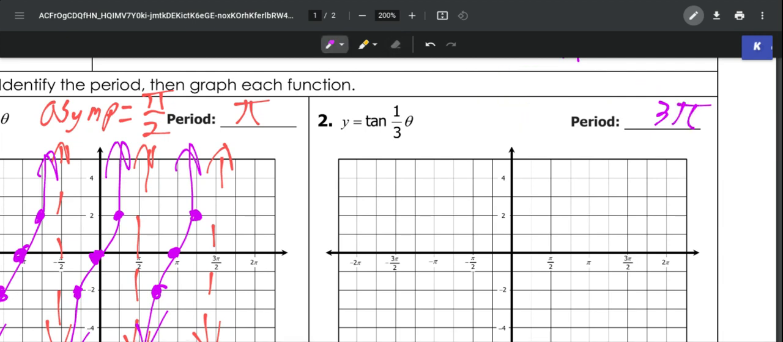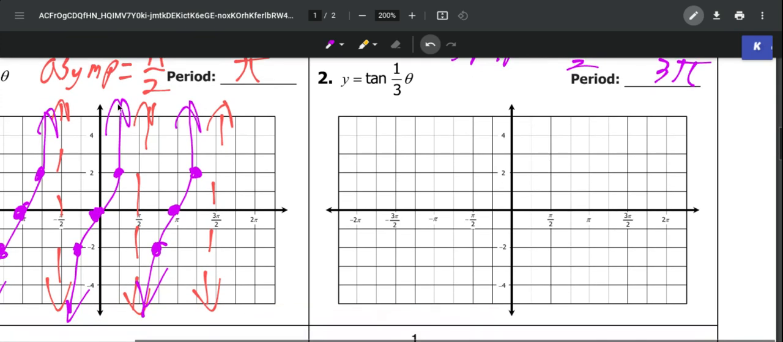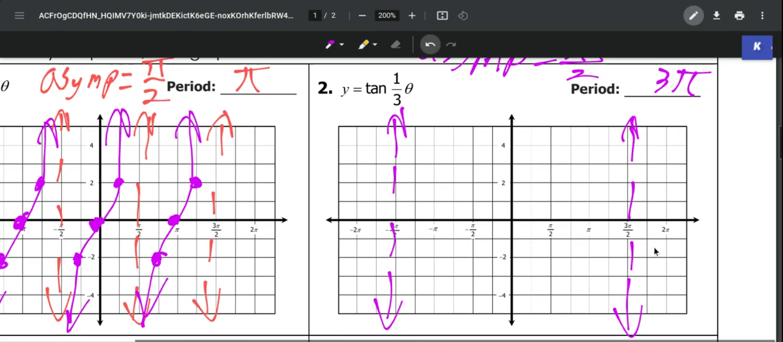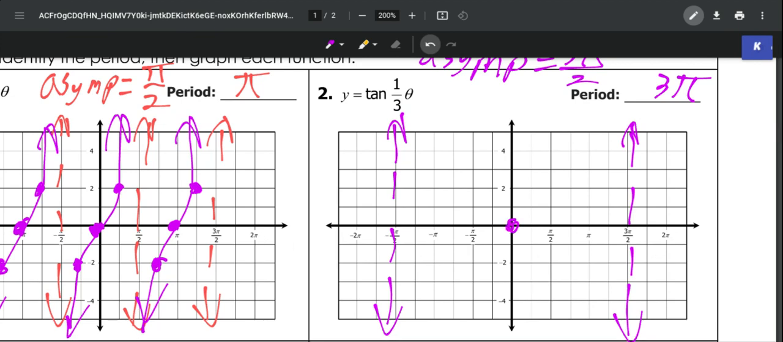Now our asymptote is just taking this period and dividing it by 2. So that'd be 3 pi over 2 would be our asymptote. So anywhere we see 3 pi over 2, there's going to be a vertical asymptote there. And for the size of this, we really only need those two because we can't really fit anything else in here. All right, so tangent's going to start at the origin.